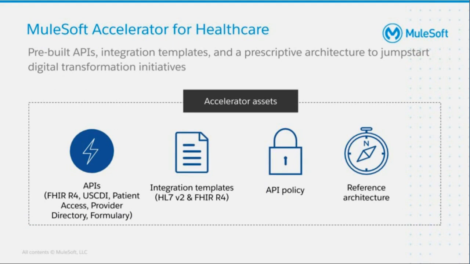We also provide integration templates that help you use the FHIR R4 resources and APIs, as well as perform your integrations using HL7 v2. We also provide a custom API policy that uses the FHIR OperationOutcome message to report any errors in the APIs. So this allows customers to provide error messages in a FHIR compliant format. Also, this policy can be used with any other out-of-the-box API policies provided in our Anypoint platform.